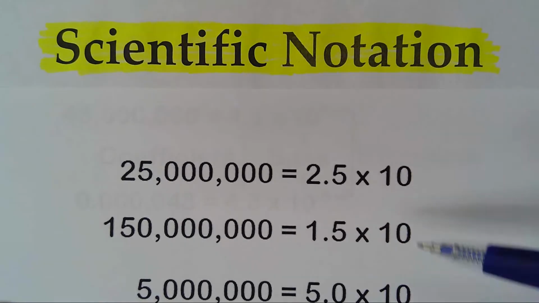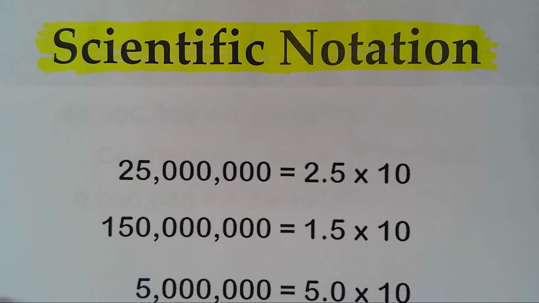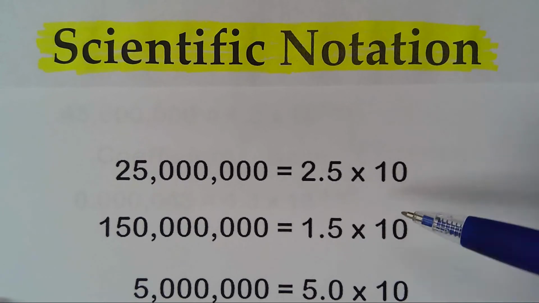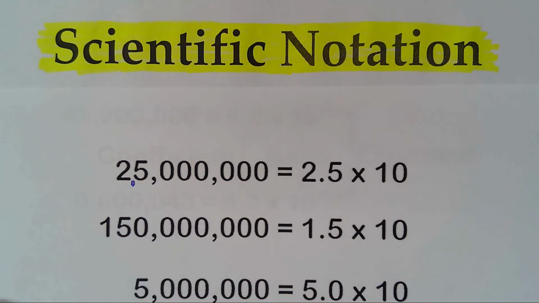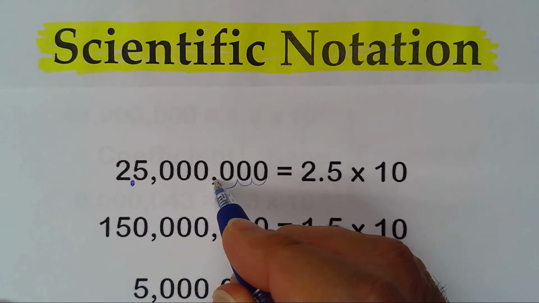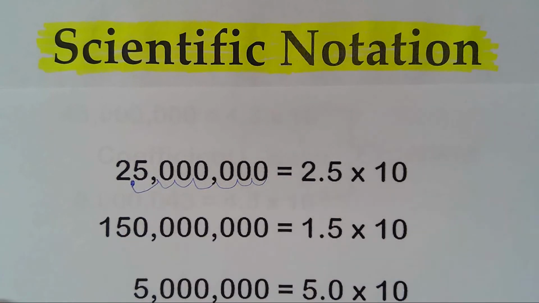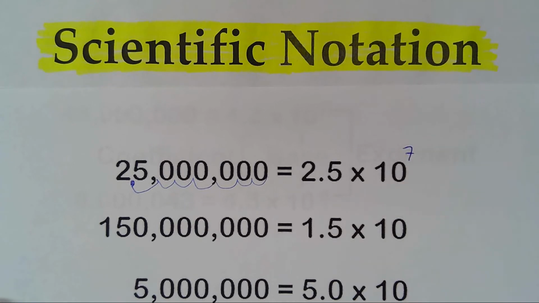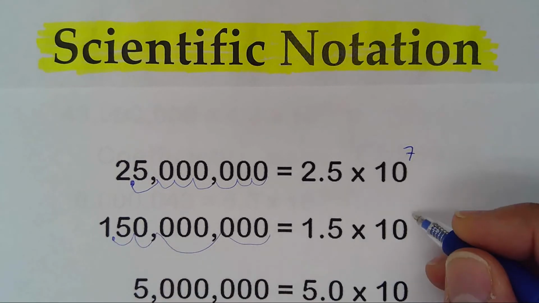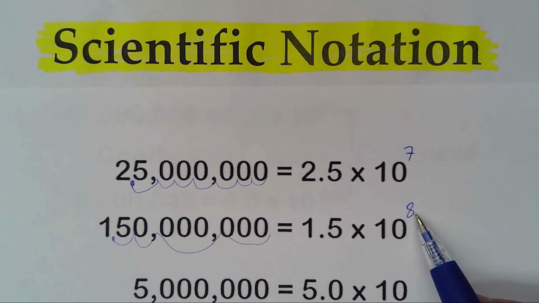So the exercise basically is write the correct exponent. So I have 2.5 here, so it means that the decimal point was here, right? So 1, 2, 3, 4, 5, 6, 7. Okay, so it will be 2.5 times 10 to the 7th. Then I go to the next one, 150 millions. I need the decimal here between the 1 and the 5. So I go 3, 6, 7, and 8. So 1.5 times 10 to the 8th.